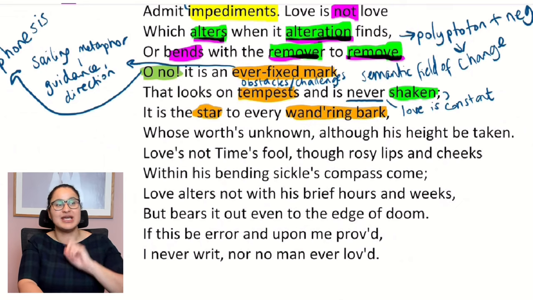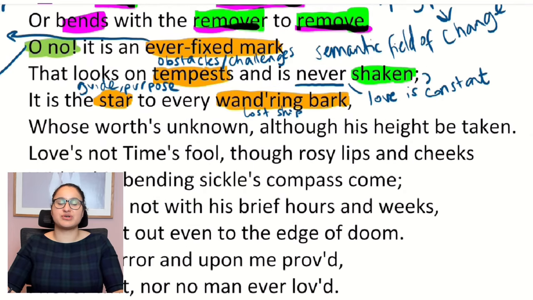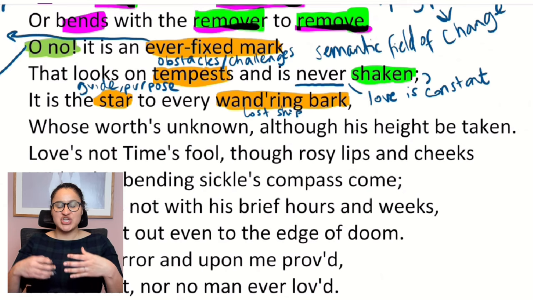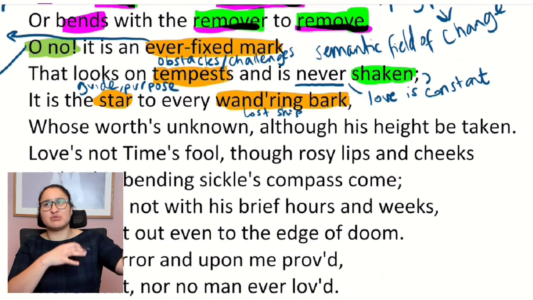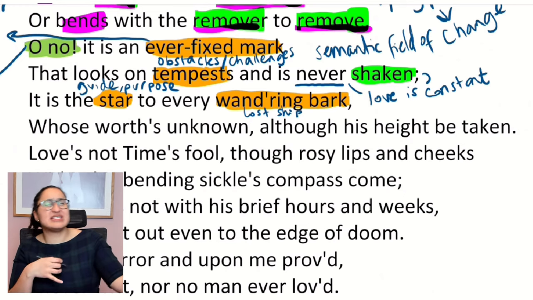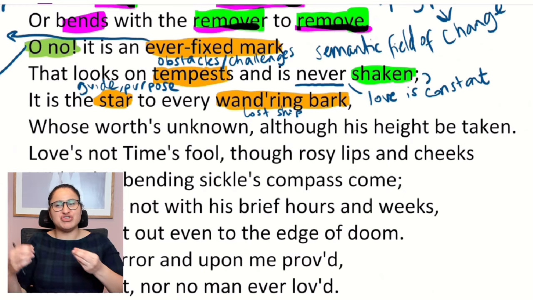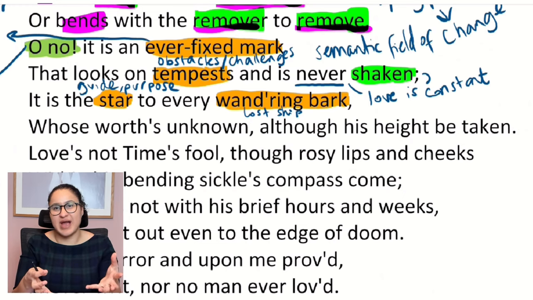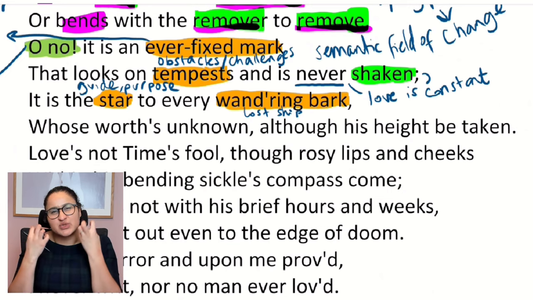So the "his" in "his height be taken" is the star itself. If you think about stars on a scientific level, what he's essentially saying is that scientifically you can say, that is a star, this is what it is, this is how big it is, this is how far away it is, this is its size, etc. You can really break it down and analyze it in a specific scientific way. But that doesn't mean you can name its value. That doesn't mean you can name its worth.